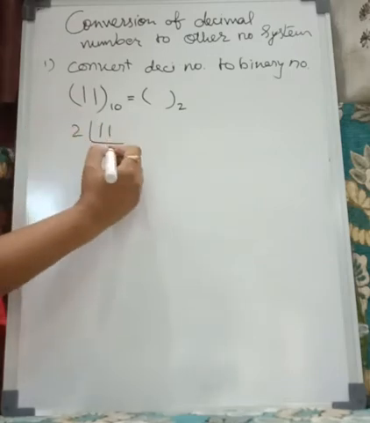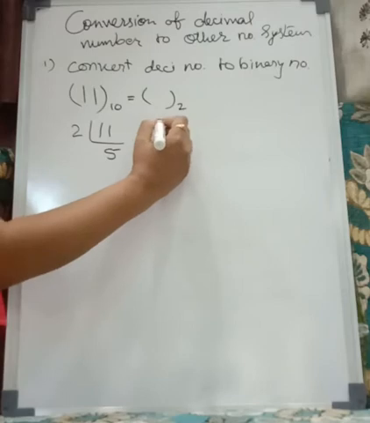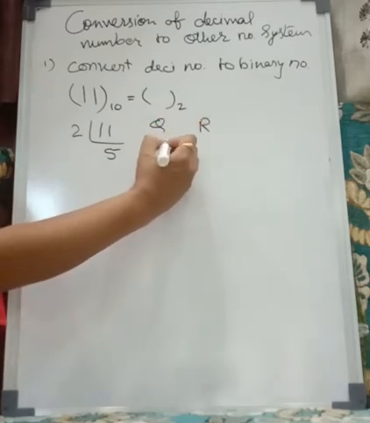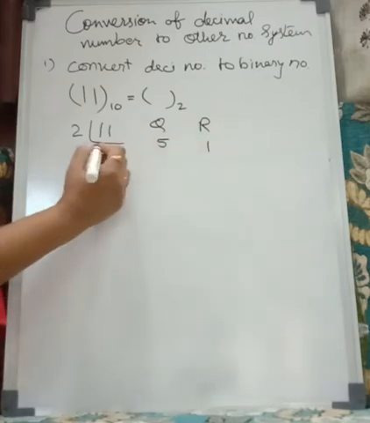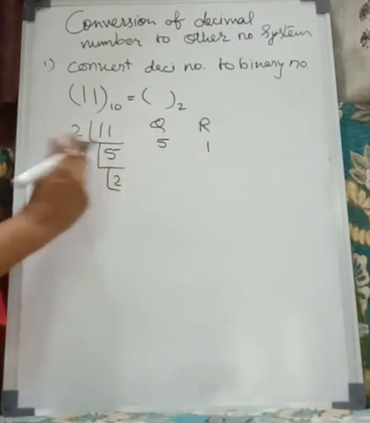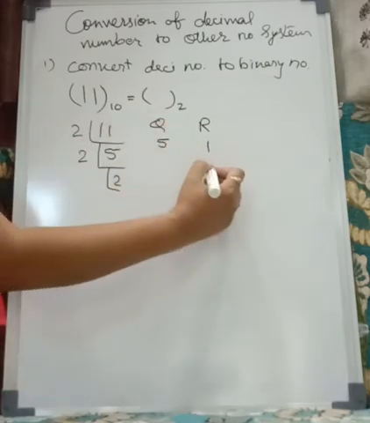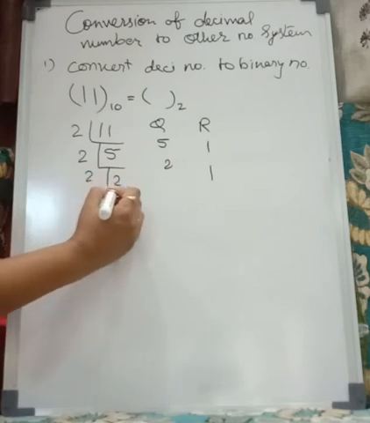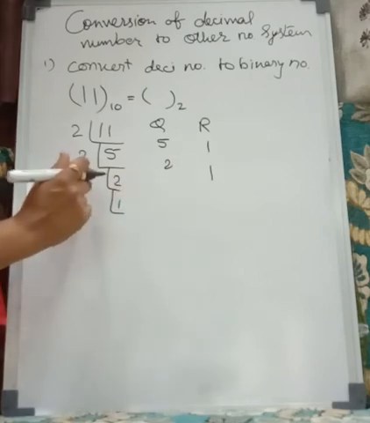So 2 5s are 10. Your quotient and remainder we are going to write down here. The quotient is 5 and the remainder is 1. Again we divide by 2. So 2 2s are 4, which means the remainder is 1 and the quotient is 2. Again I am going to divide this. So 2 1s are 2.